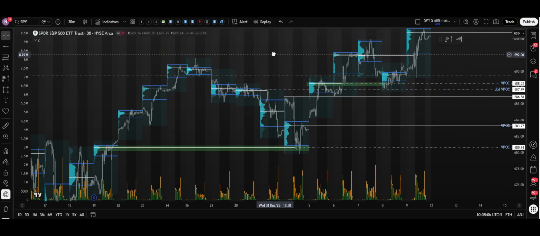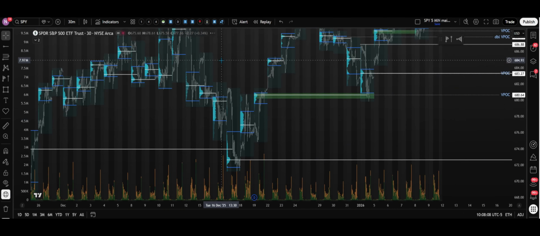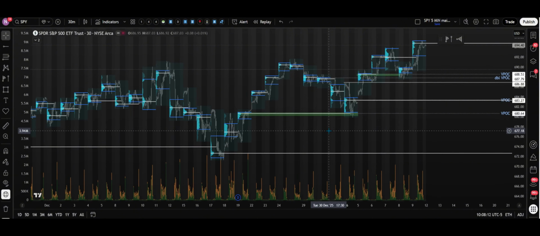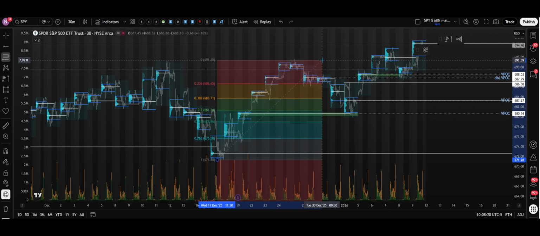Another important thing that you can do to increase the validity of these virgin points of control is use a Fibonacci retracement. I don't use these all the time, but one I do pay attention to, and I'm not going to go over the whole theory of Fibonacci zones. If you're a trader, you've probably heard of it.